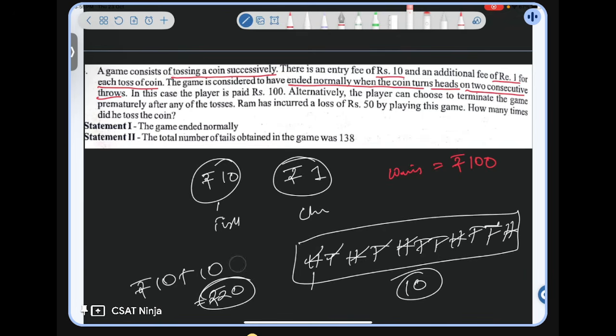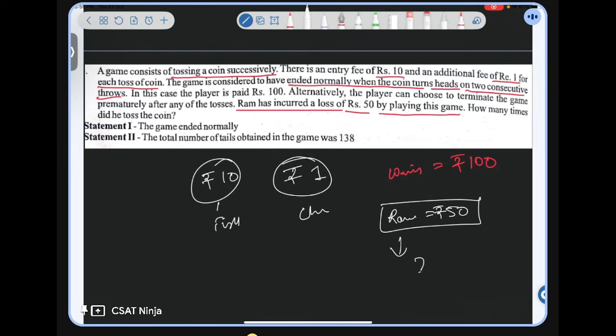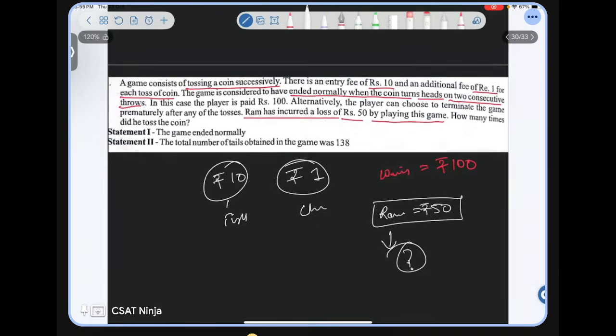After that, what is asked here? That's not the question asked yet. We are just understanding the question as of now. The question says, Ram has incurred a loss of 50 rupees by playing this game. That means Ram is at a loss of 50 rupees. That's what the question says. How many times did he toss? That means we have to find how many times Ram tossed the coin.